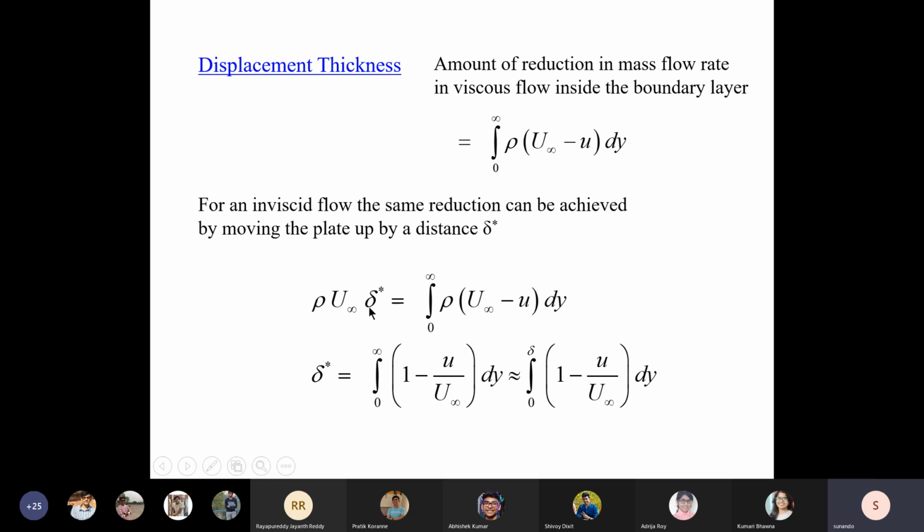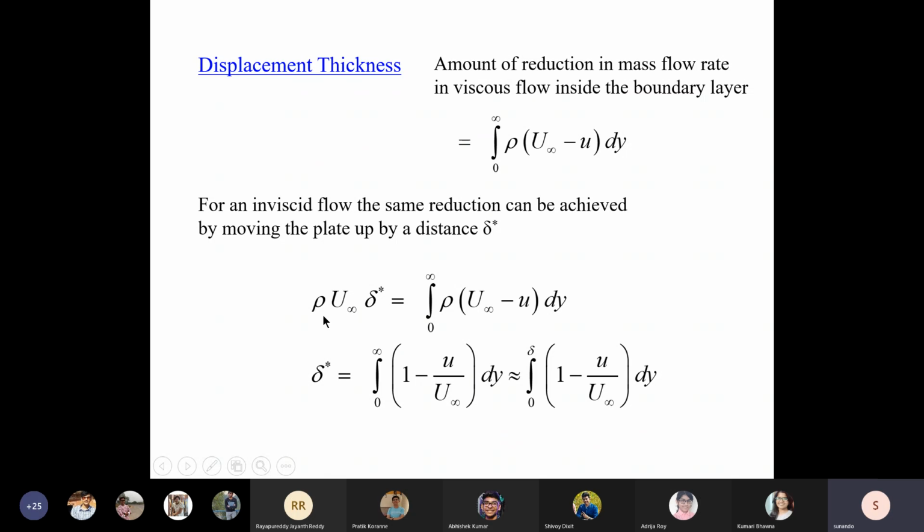So if you have blocked out this delta star, then what is the mass that you are not allowing to pass? It must be equal to u infinity, because in inviscid flow the velocity would be u infinity, and of course rho would be there. So for per unit depth, the reduction in actual mass flow rate is equated to a hypothetical situation of inviscid flow with a reduction in area. And when both these two are equal, the distance by which the platform is to be raised, which is delta star, is known as the displacement thickness.